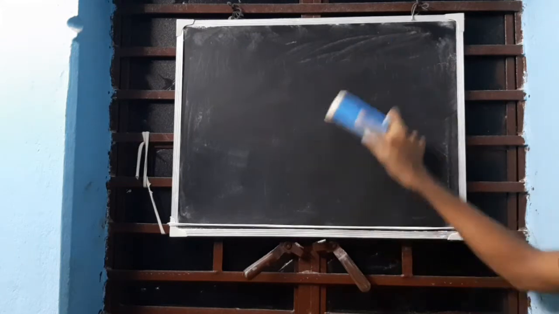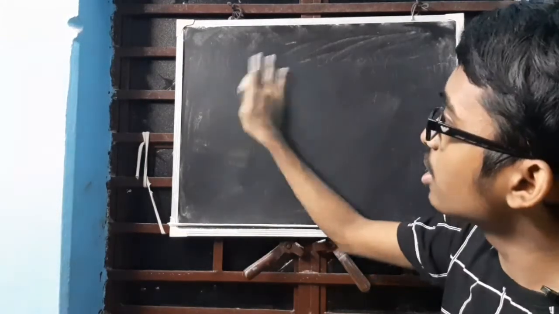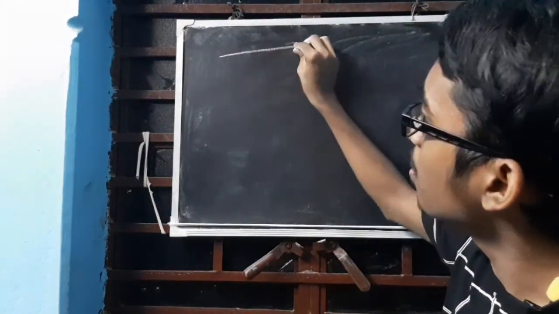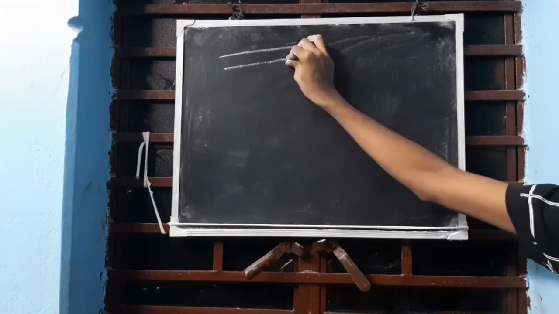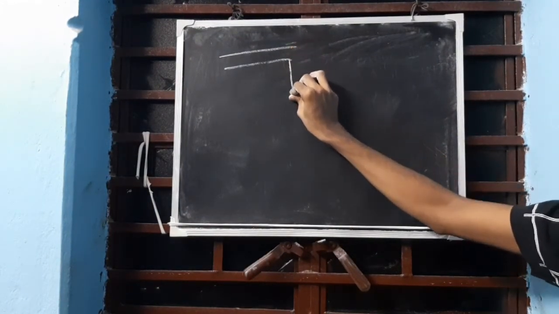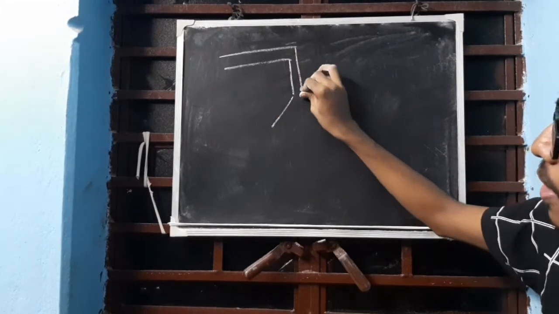Okay, next. Next is laboratory preparation of hydrochloric acid. We have learned about hydrogen chloride gas. Now we will learn about hydrochloric acid. How can you prepare hydrochloric acid by the laboratory method? Clear? Let's see.